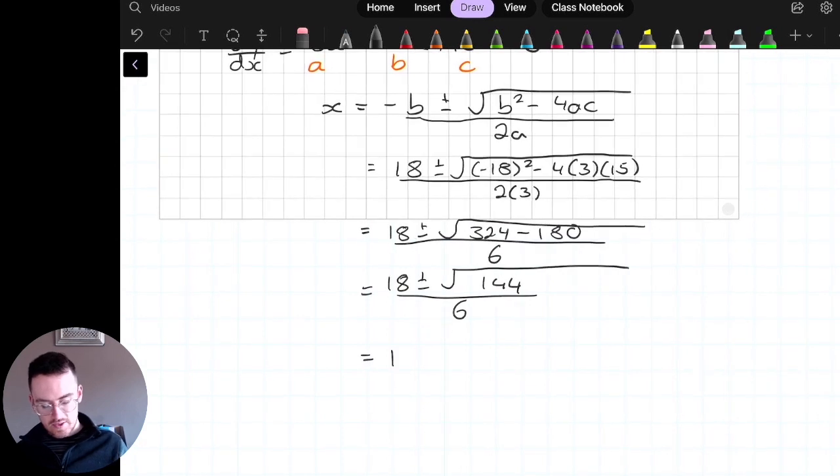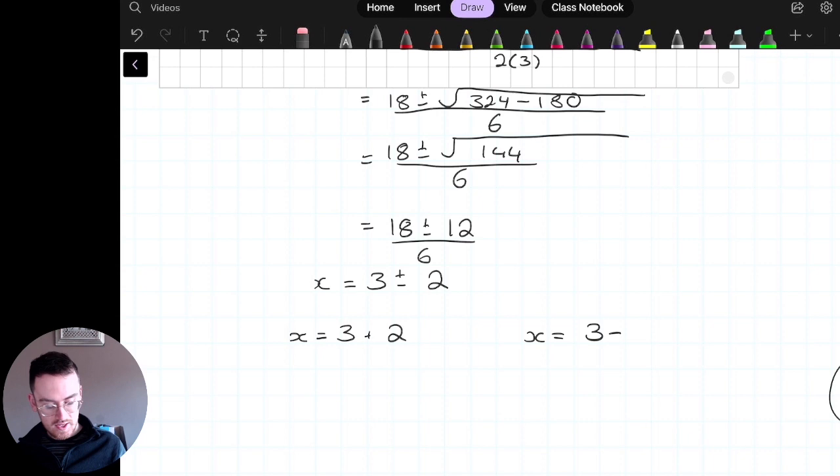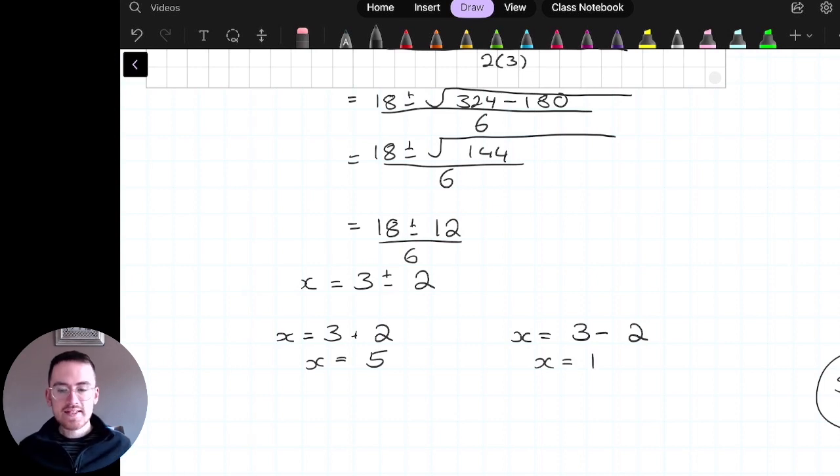So again, keeping this going, 18 plus or minus 12 all over 6, which means that x is equal to 3 plus or minus 2. And then we take these two values. So x is either equal to 3 plus 2 or x is equal to 3 minus 2. So x is equal to 5 or x is equal to 1. Remembering again, same as with the last example, that we're not finished there.